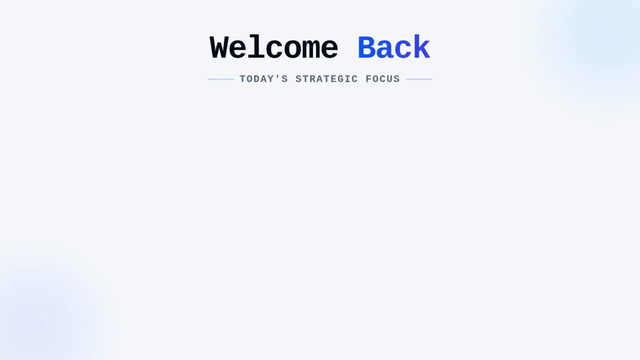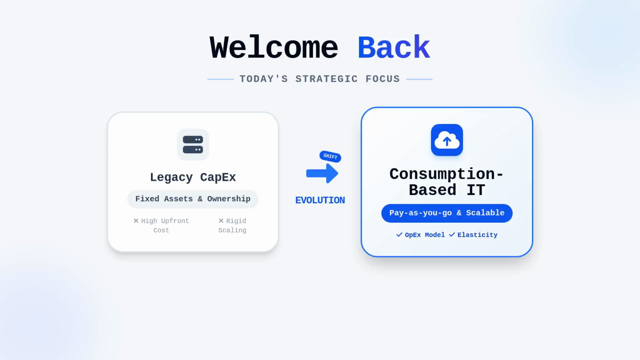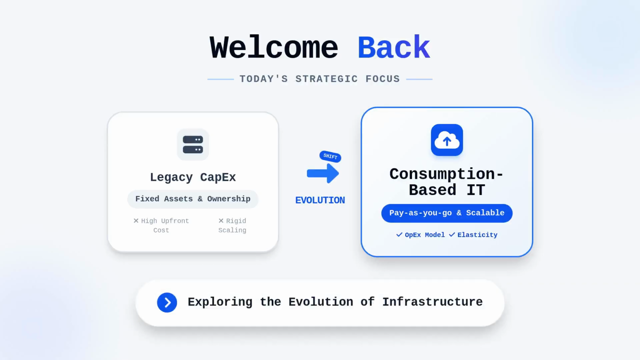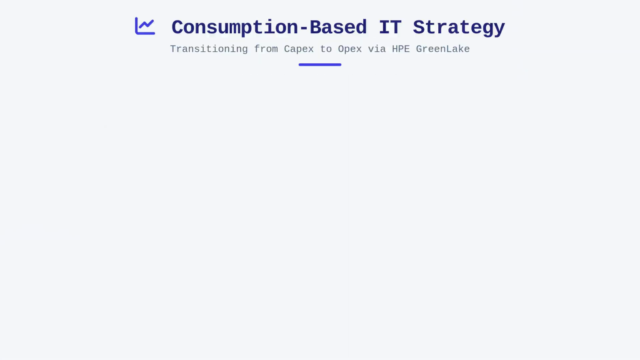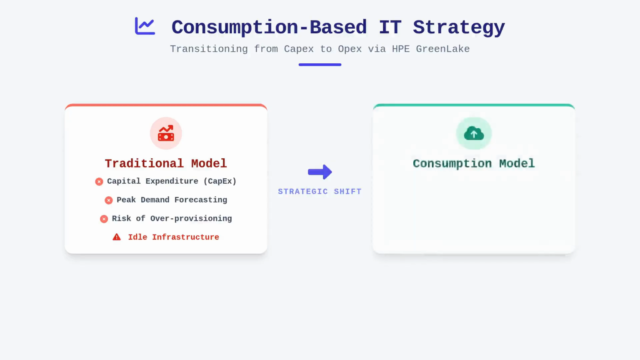Welcome back. And today we turn our attention to the fundamental shift toward consumption-based IT models. Consumption-based IT represents a strategic transition from capital expenditure models toward operational expenditure frameworks, specifically within the HPE GreenLake environment. While traditional procurement requires forecasting peak demand and purchasing hardware up front, a consumption-based approach aligns infrastructure costs directly with actual usage metrics.